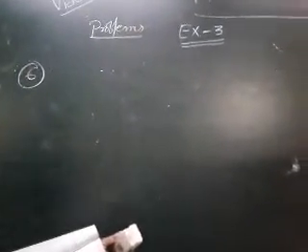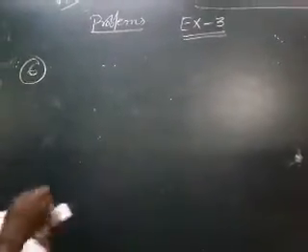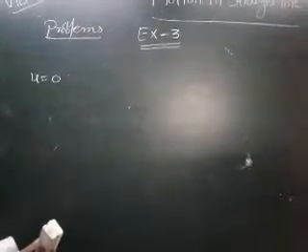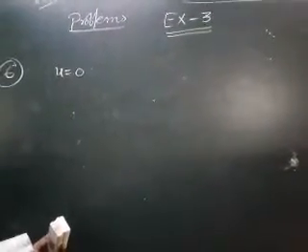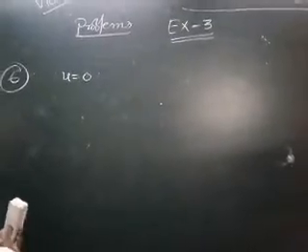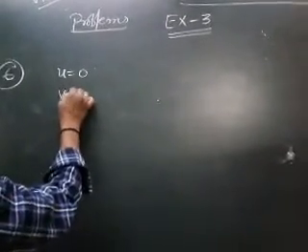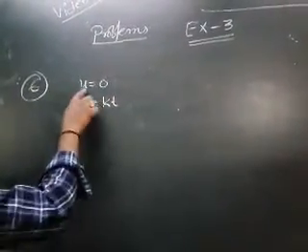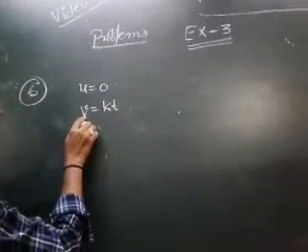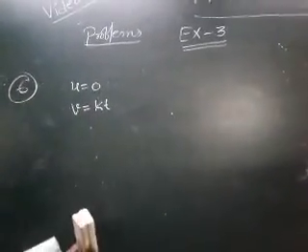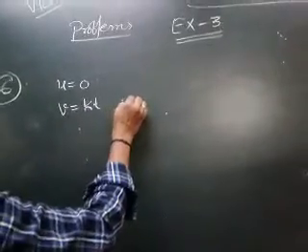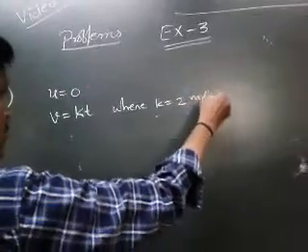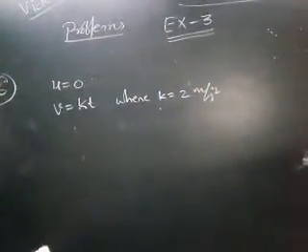Next, an electron starting from rest, means the initial speed is 0, has a velocity that increases linearly with time. V is equal to k into t. So the electron is moving from rest and it attains the final velocity kt, where k is given as 2 meter per second square. That means this is the acceleration given.